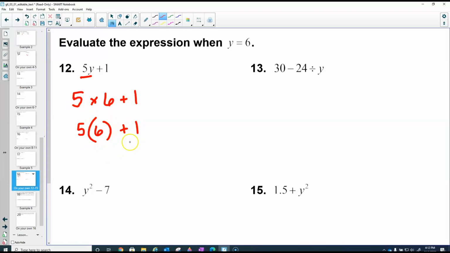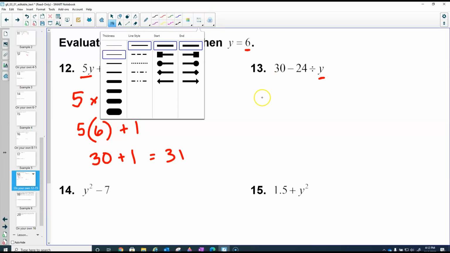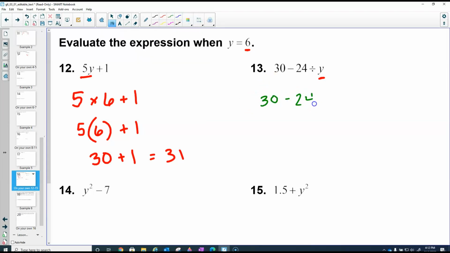So 5 times 6, using order of operations, we do multiplication first. 5 times 6 is 30. 30 plus 1 is 31. If I go over here, I see there's a variable y. I know y equals 6 in this case. So I'm going to rewrite the equation using 6. So I have 30 minus 24 divided by 6. PEMDAS, order of operations matters everywhere, all the time for the rest of your life. So I need to do division first. So I would have 30 minus 4. My answer then would be 26.